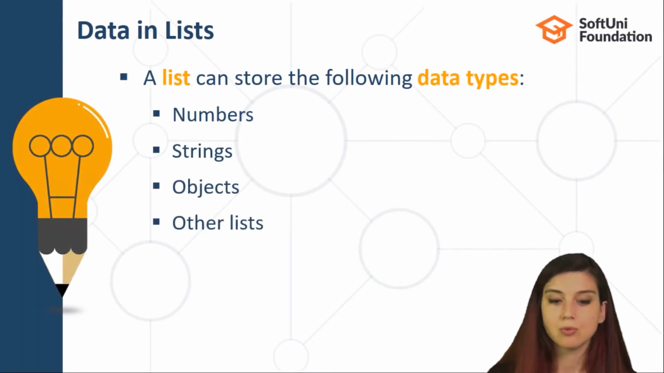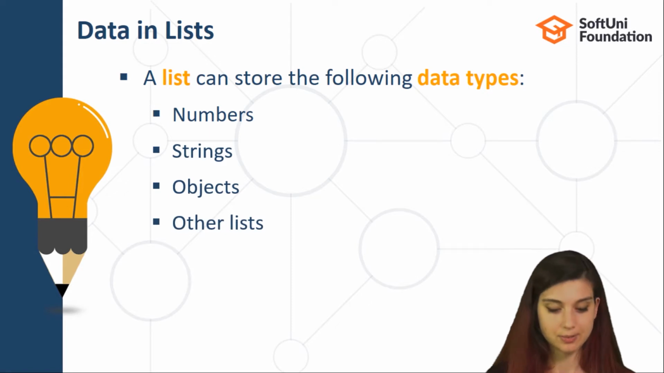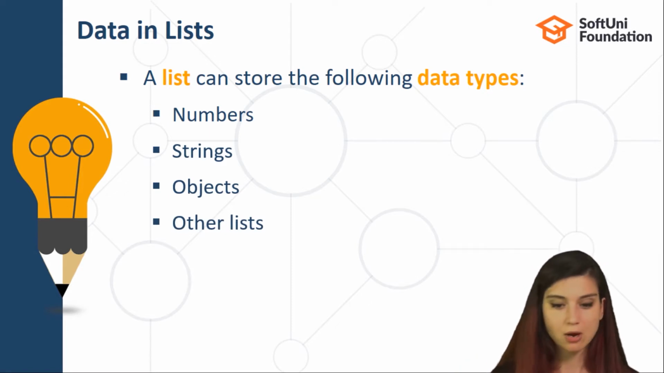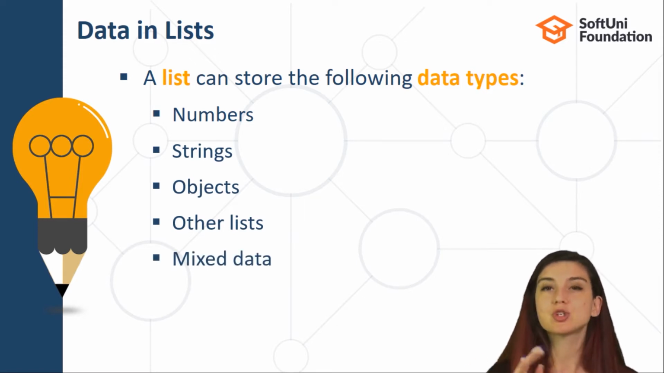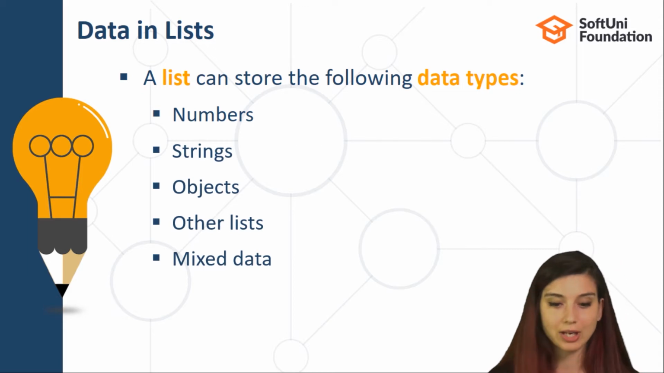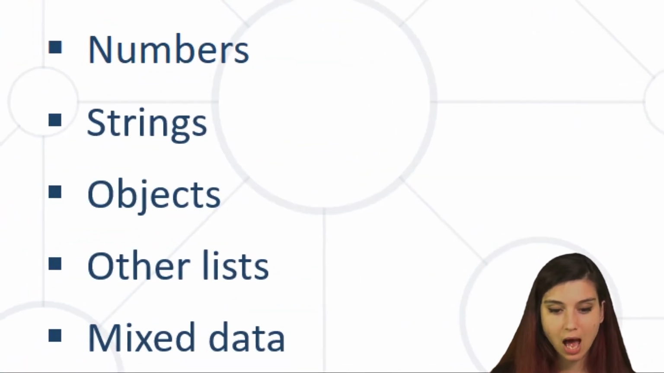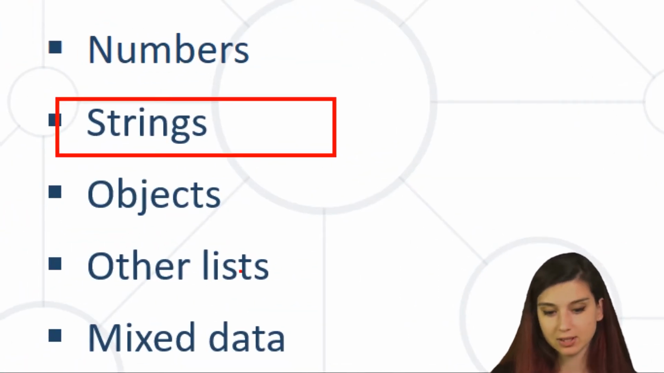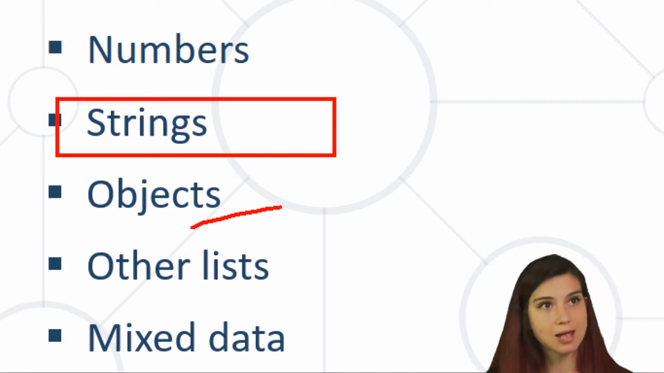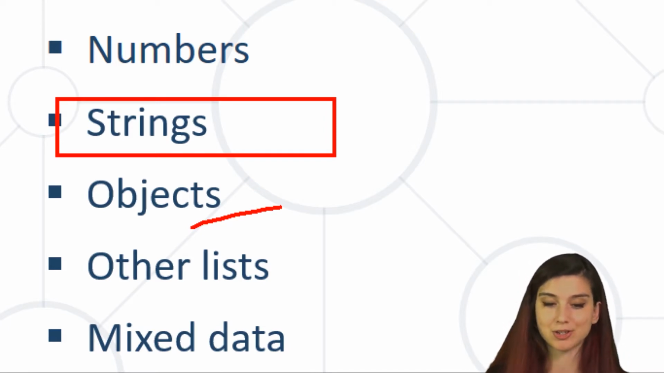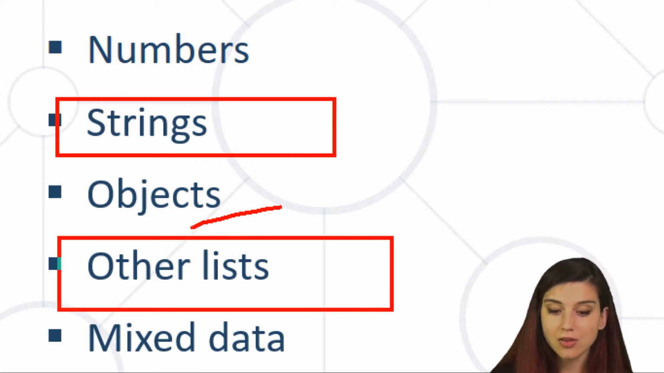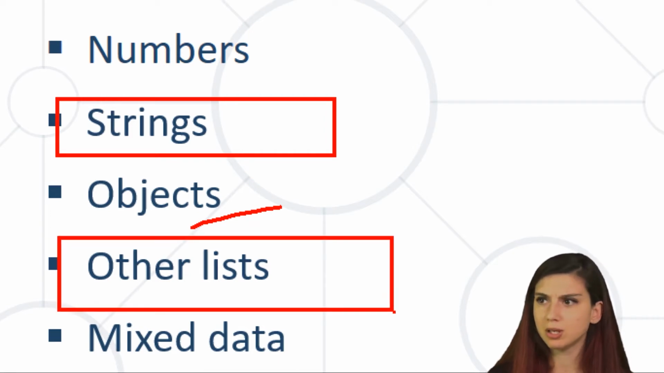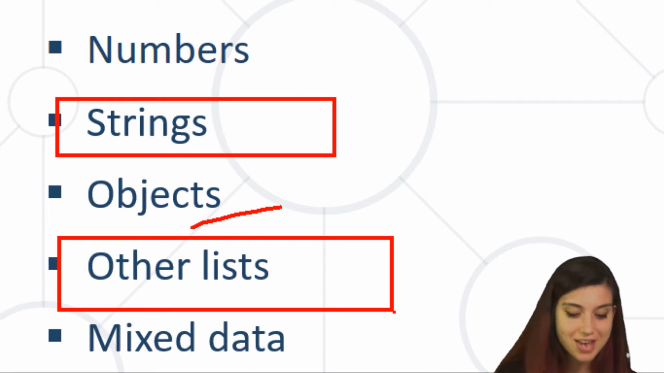Okay, so now how can we store data in our lists? As you can see, we can store a lot of things in a list. We can store numbers, strings, objects, other lists, mixed data, and so on. Okay, let me show you one by one. We saw the numbers and we saw the strings, but we haven't seen the objects, and we aren't going to see that because we haven't learned it yet. But we can see other lists, how a list could be included in a list.